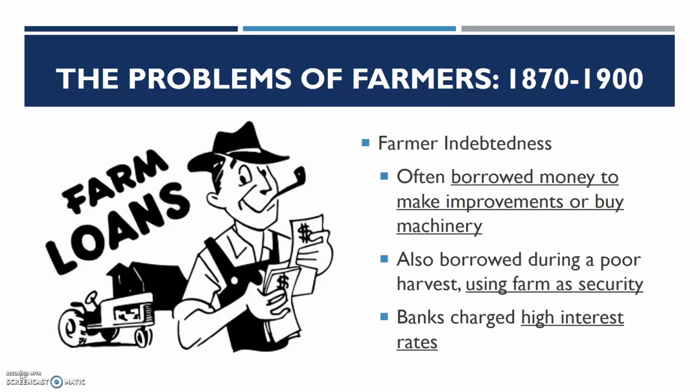Farmers were also in a lot of debt. They had to borrow money in order to make improvements to their farms or buy new machinery. They also borrowed whenever there was a poor harvest. So if they didn't produce a lot of crops and didn't make enough money from selling their crops, they had to borrow from the bank, and they often used their farms as security. So if they didn't pay back those loans, the banks could take their farms from them. And the banks often charged them very high interest rates, making it difficult for farmers to pay back their debts, and they often ended up losing their farms.